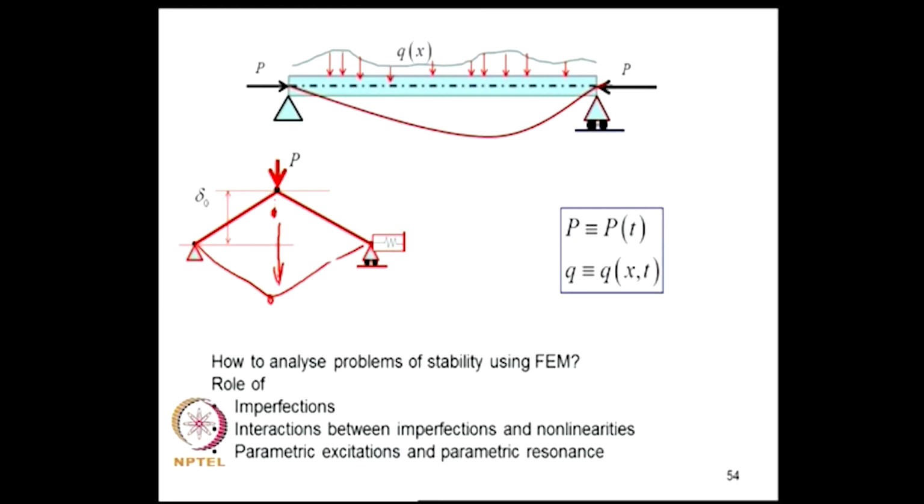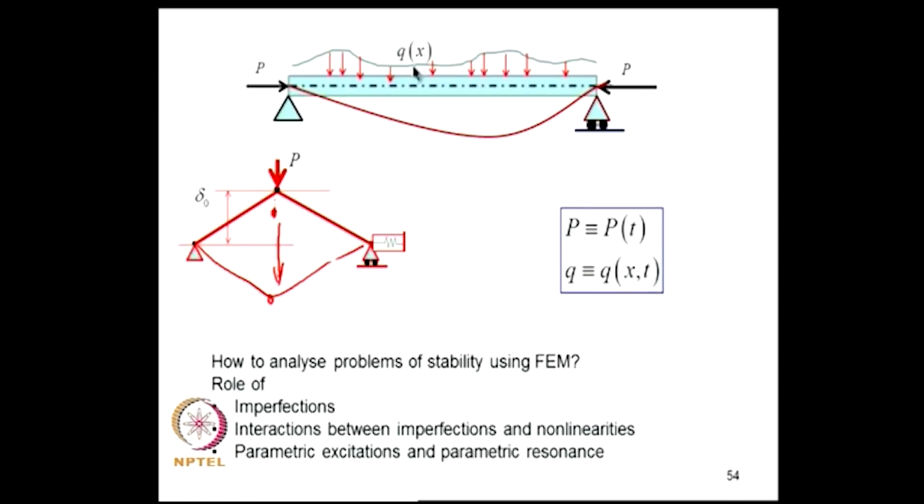So, the question that we will be addressing is not so much on the phenomenological aspects of stability analysis, but more specifically how to analyze problems of stability using finite element method. Specifically, we will be considering what is the role of imperfections in the structure, what is the role of interactions between imperfections and nonlinearities, and if there are dynamic excitations. For example, this P and Q that I have shown here are depicted to be static loads, but they can as well be functions of time.